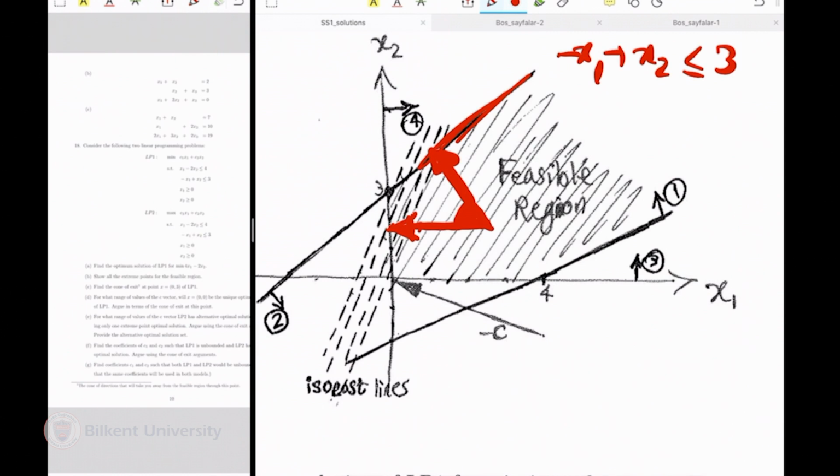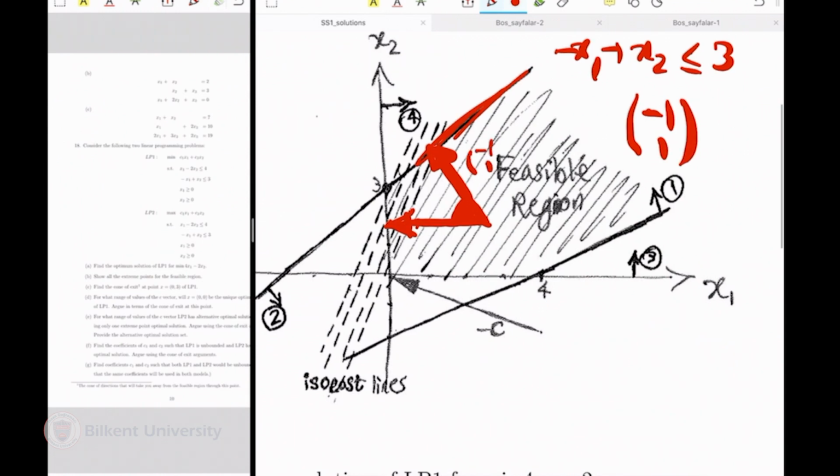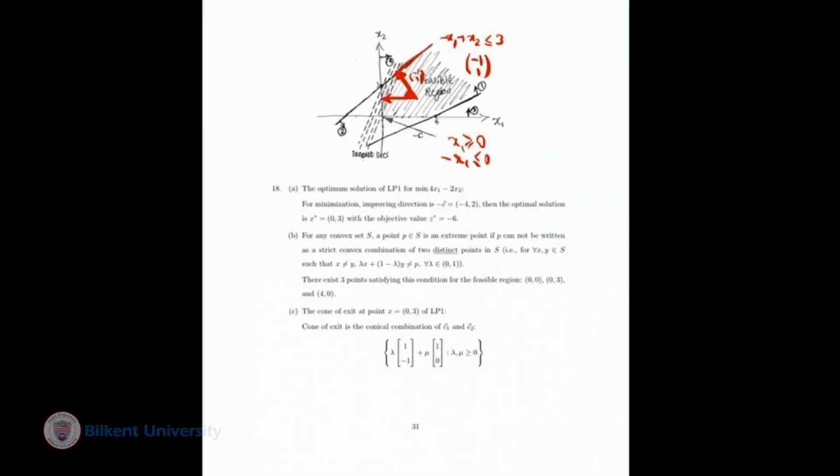So what is the normal vector for this one? Since it's with less than or equal, the trick is you can take the coefficient of the first variable and the coefficient of the second variable. So (-1, 1) is A1. The second direction, A2, comes from the third constraint, x1 greater than or equal to 0. I need to write it first with the less than or equal sign, so minus x1 is less than or equal to 0. It becomes (-1, 0). This is how I find the A1 and A2 vectors.